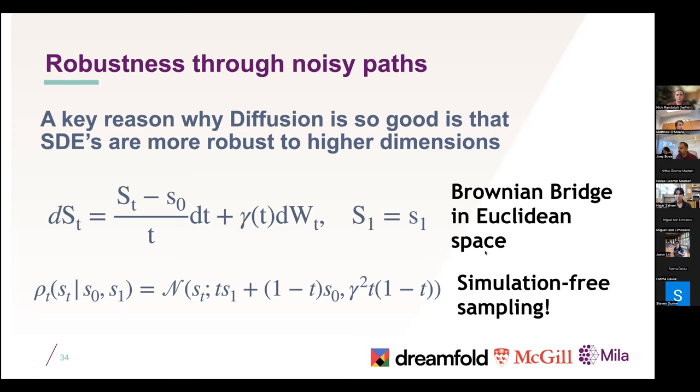The cool thing about Euclidean space is that all of this you can do in a simulation-free way, because you can exploit the Gaussian convolution trick. This is one of the nice things about why SDEs, diffusion models, and even flow matching are so super nice to do on images, because you can just use a Gaussian convolution right away. And you have a closed form expression for this entire SDE, and specifically this conditional probability distribution of S_t given S_0, S_1.